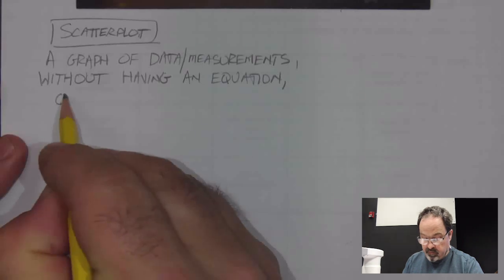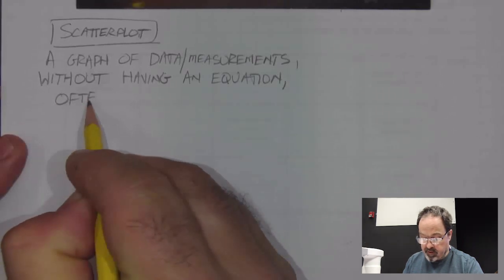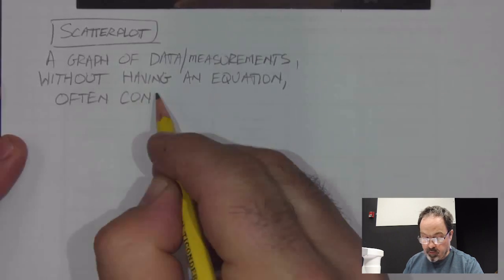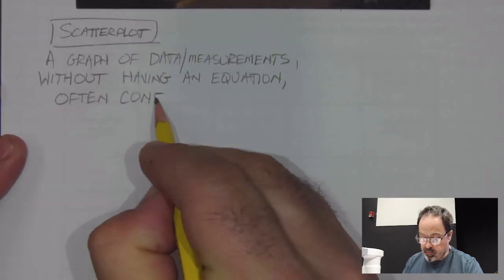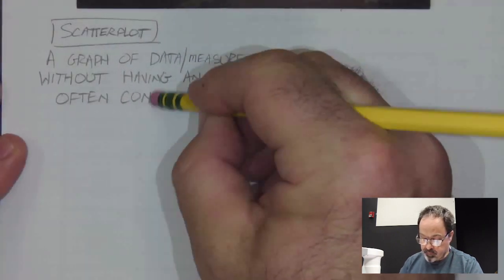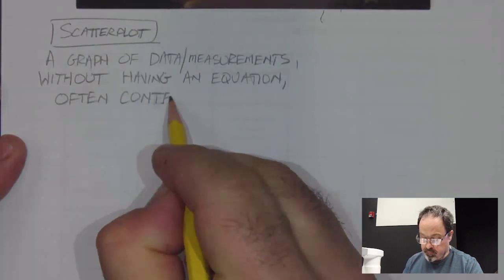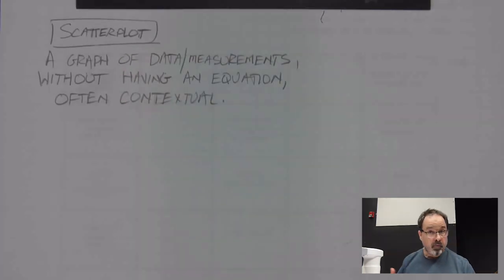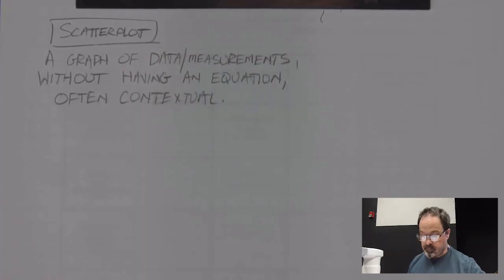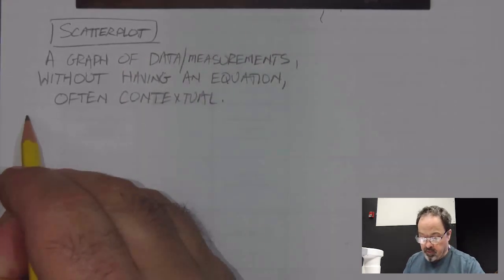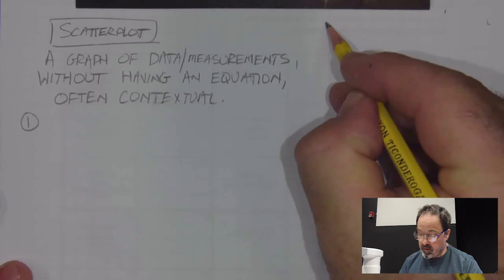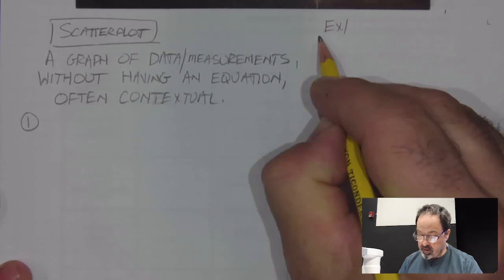And scatterplots are often contextual. The data that we get comes from a real-world survey or real-world measurements. It has a real-world context, like word problems. And we are going to go through a process of making a scatterplot out of a simple and small data set. So we'll make an example.